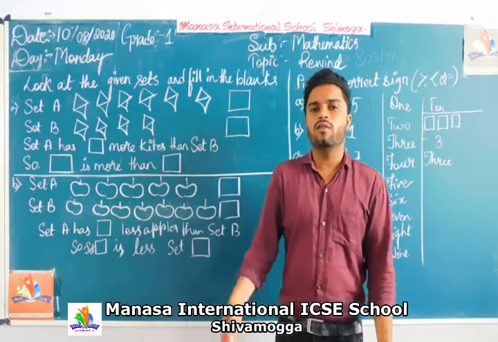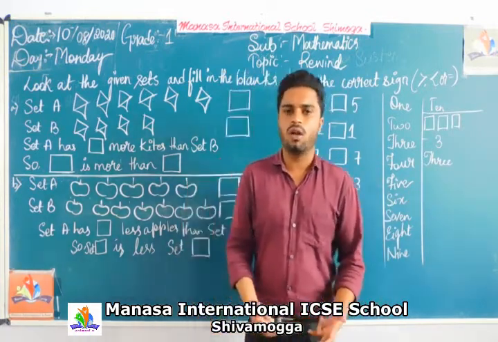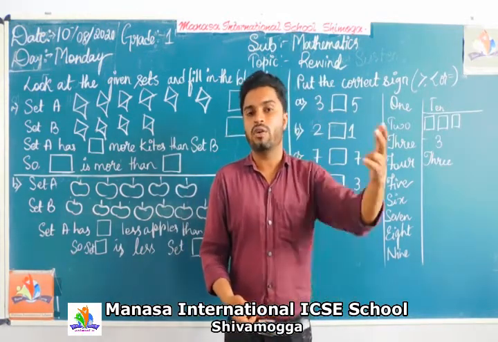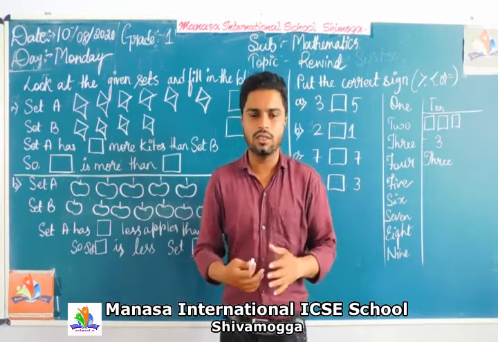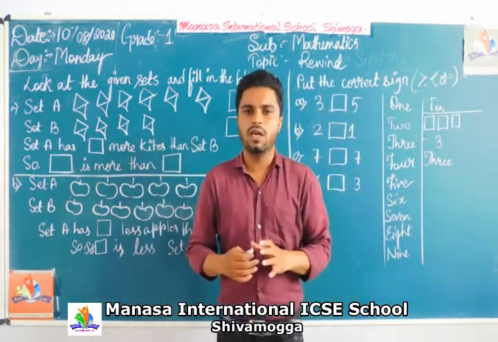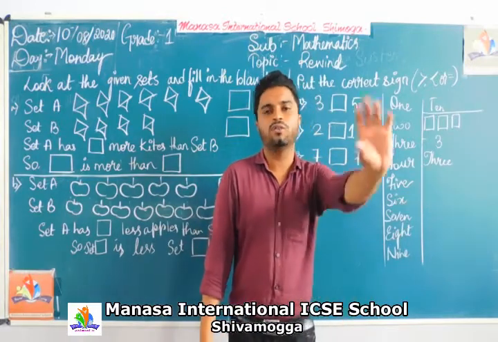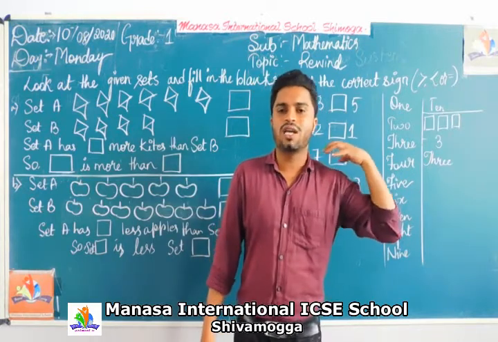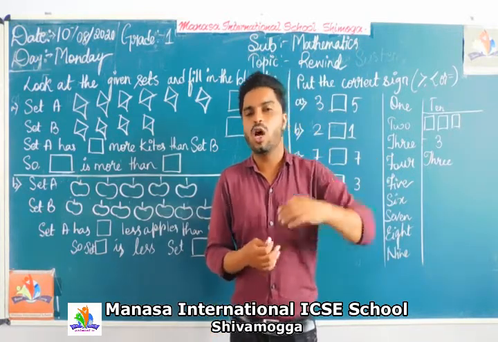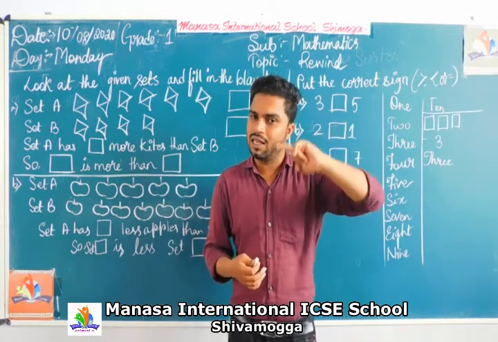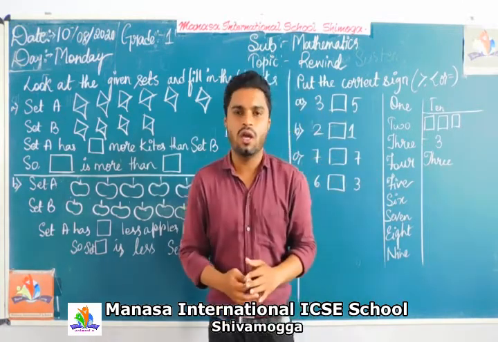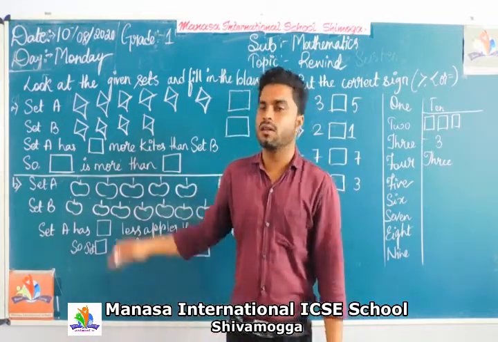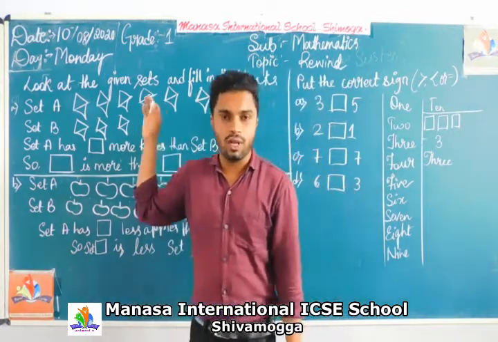Then in one more class we have studied about writing the number in the greater or lesser form. They will again give some pictures. By counting, you are going to write how many pictures are there in set A and how many pictures are there in set B. You are going to compare set A and set B and write which is more. Okay, students, please do it carefully.